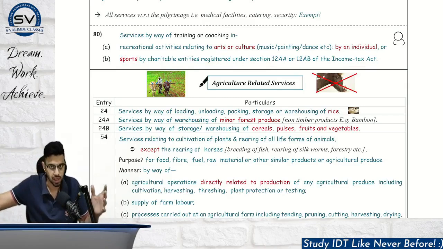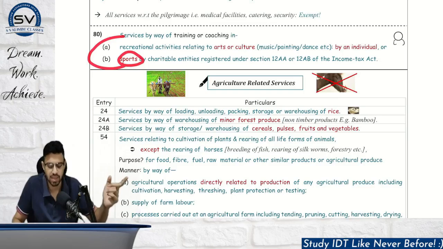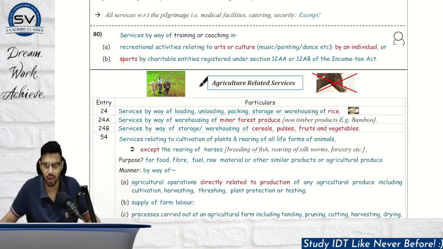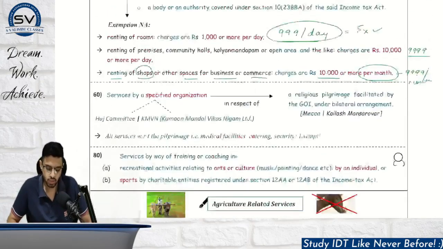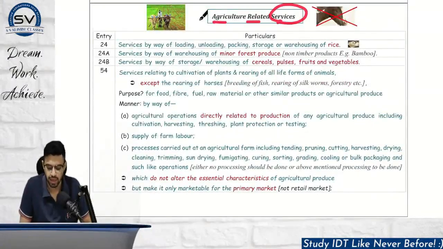Mr. let's say Kedar Jadhav, Indian cricketer, he is an individual providing the sports related services training in Pune. Exempt? Answer is no. Why? Because it is exempt only when provided by the charitable registered entities. I hope this is clear. So these are the 4 services, very important. Next, let's talk about agriculture related services.